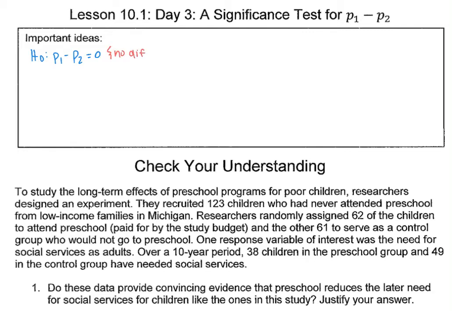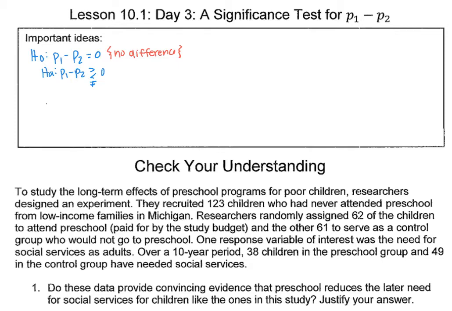No difference. And the alternative hypothesis will either be P1 minus P2 is greater than, less than, or not equal to 0. So greater than, less than, or not equal to 0 would mean one's higher, one's lower, or they're not the same.